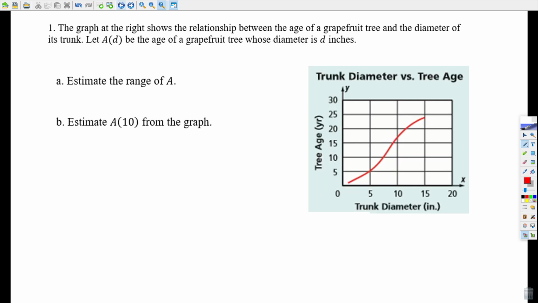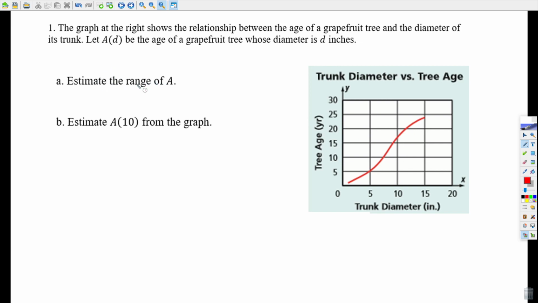Same kind of question. One more I'm going to do is number 1 from the mastery. The graph at the right shows the relationship between the age of a grapefruit tree and the diameter of its trunk. Let A of D be the age of the grapefruit tree whose diameter is D inches. The trunk diameter goes across the x-axis, and the tree age goes across the y-axis. We're going to use this graph to answer the questions.